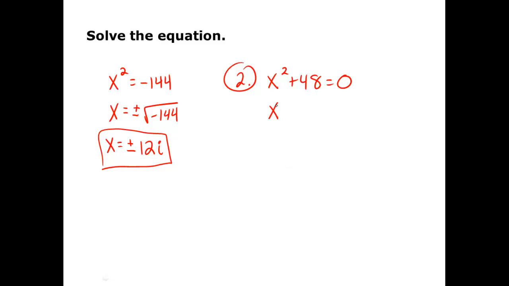So what we're going to need to do for this is subtract 48 from both sides. And now to solve, we're going to take the square root. We're definitely not going to forget that plus or minus. And now we just simplify the square root. We simplified this on the other page, so we're going to get the same answer, 4i root 3.